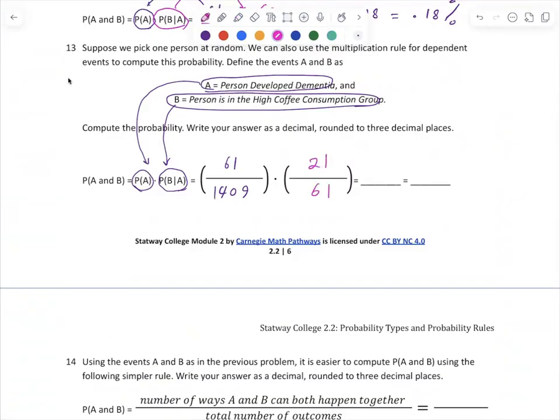Very good. Now, if you do the multiplication here, you can also simplify these two. You get 21 divided by 1,409. Let me just do the division here, everyone. I get 0.015 or 1.5%.